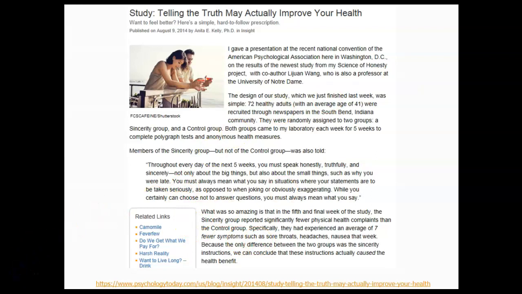Now, there may be room for some skepticism about the results of this study. Maybe if they did it with a different group or different kinds of people, they might have gotten different results. But in general, it's a pretty good example of an experimental as opposed to just an observational study.